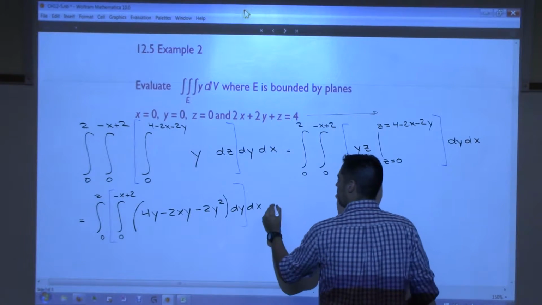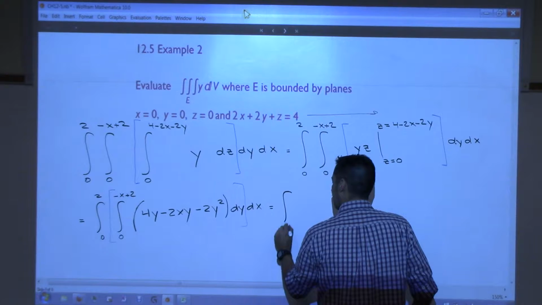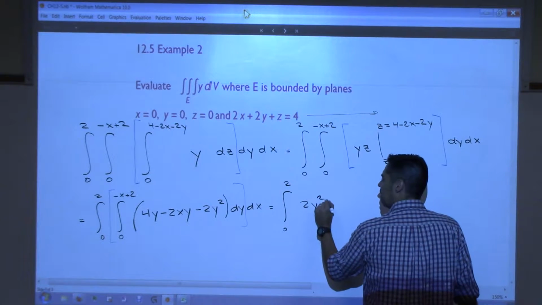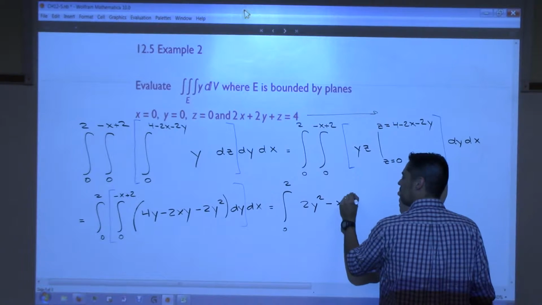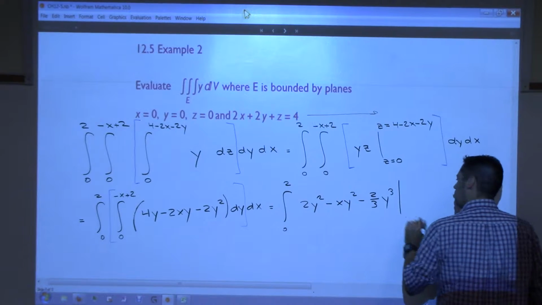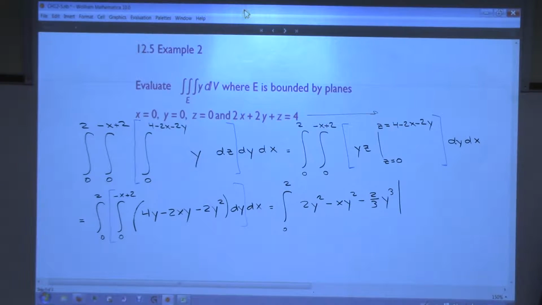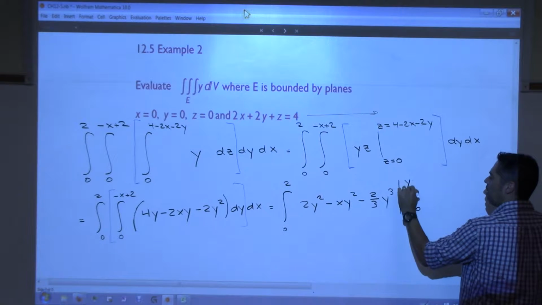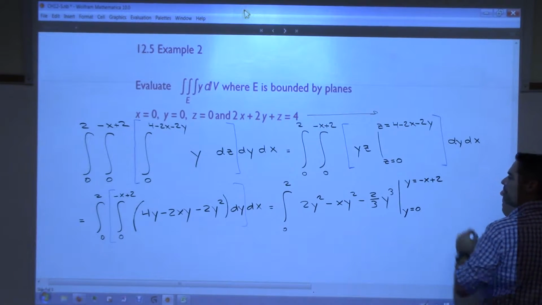So if I take the antiderivative of that with respect to y, I get 2y squared minus xy squared minus 2/3 y cubed. Everyone agree? Anyone disagree? We're good? Evaluating where to where? Y equals 0 to y equals negative x plus 2.